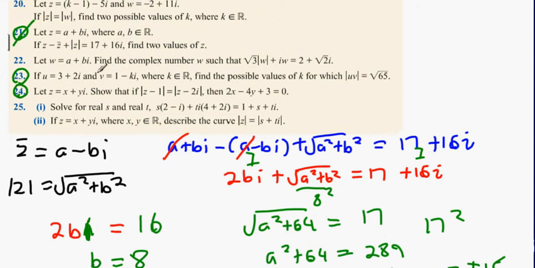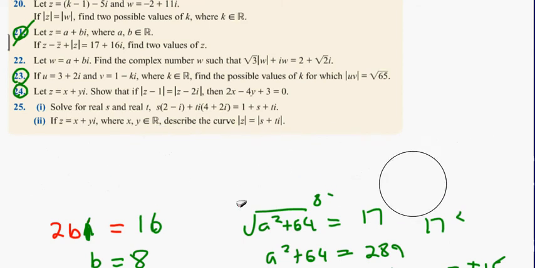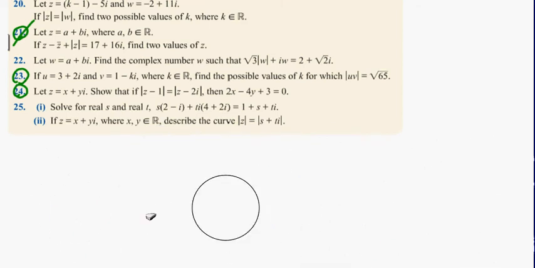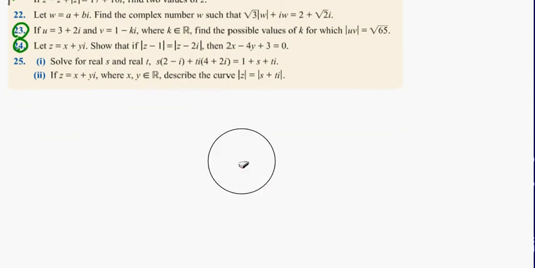Now we're on to 23. Now in question 23, u is 3 plus 2i, v is 1 minus ki, where k is an element of R. Find two possible values of k for which the modulus of u multiplied by v is root 65.